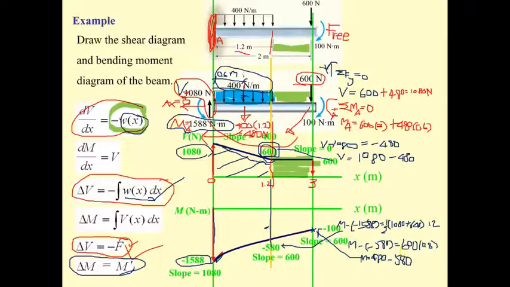And finally, the free end here has the clockwise moment of 100. If it's clockwise, the moment diagram is going to move upward, and the moment diagram closes. And we finish the shear diagram and bending moment diagram of this beam like this. And then we may go to the next example.